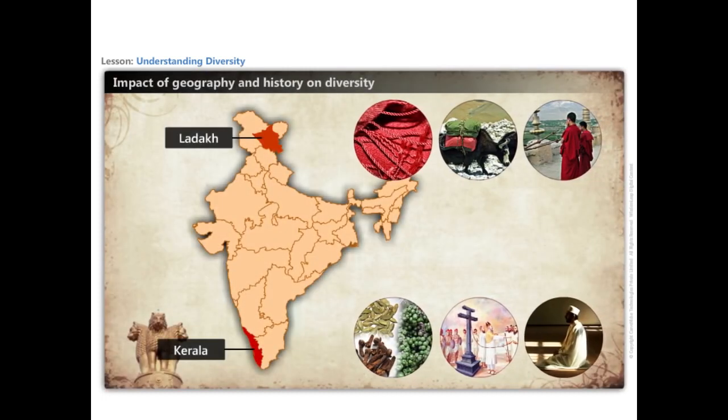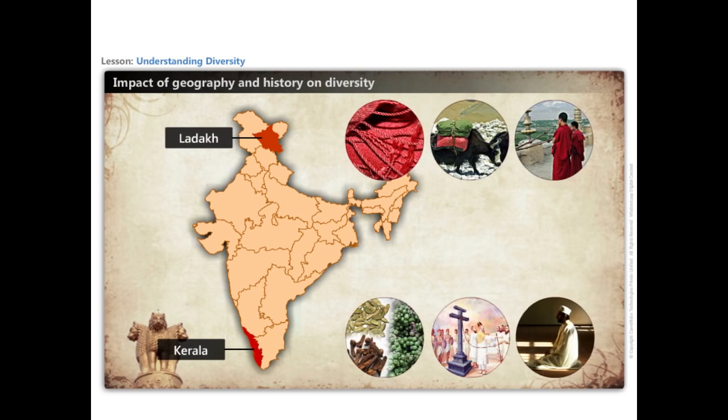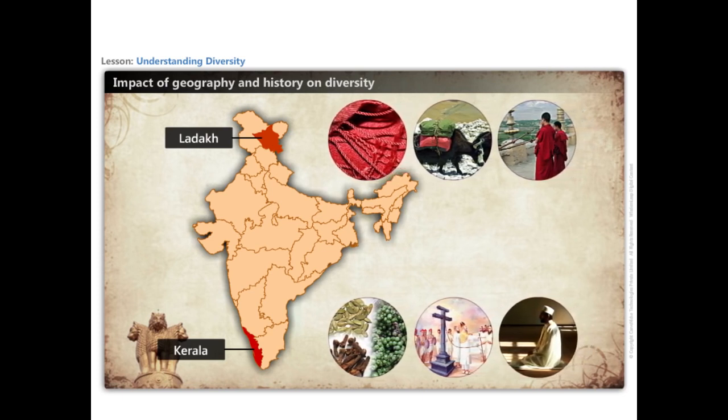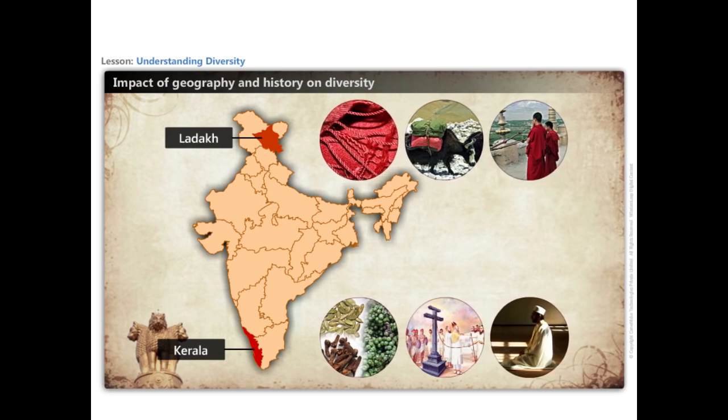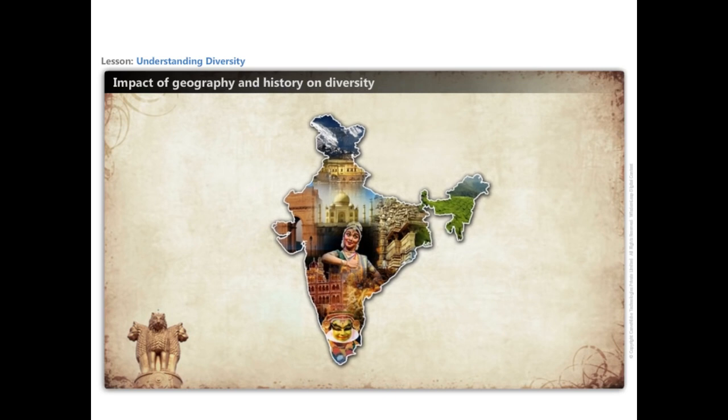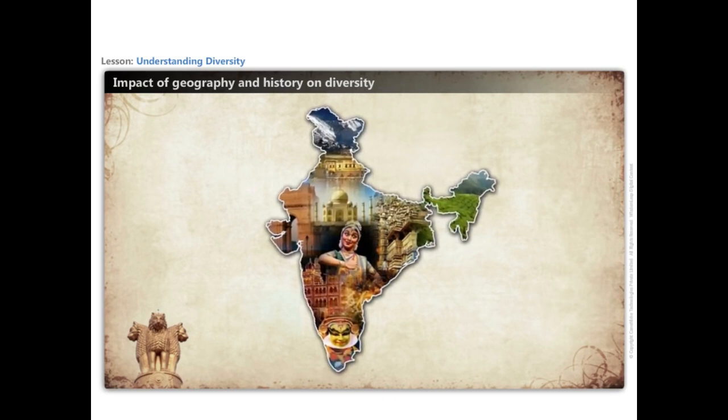Looking at these two examples, we can see that it was the geographical locations of these areas which led to people of various cultures visiting and settling in these places. So, the diversity of a place is affected by its geography and also by its history.